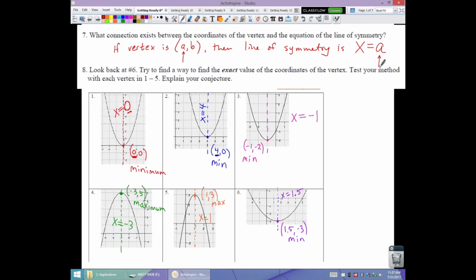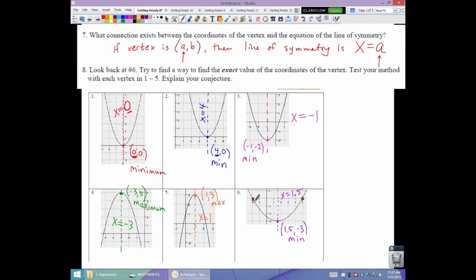Now, here's where we're going to do a little bit better job with number 6. This says, look back at that. Try to find a way to identify the exact value of those coordinates, and then go back and test that from 1 through 5. Now, I don't know if you would have found this on your own, but I'm going to show you exactly how to identify that. Because of the symmetry of a parabola, the vertex is always found exactly in the middle of the graph. Now that also means it's exactly halfway between these two x-intercepts.